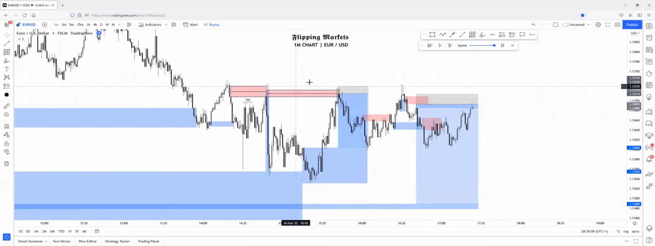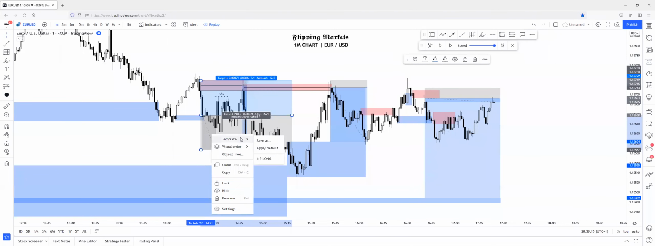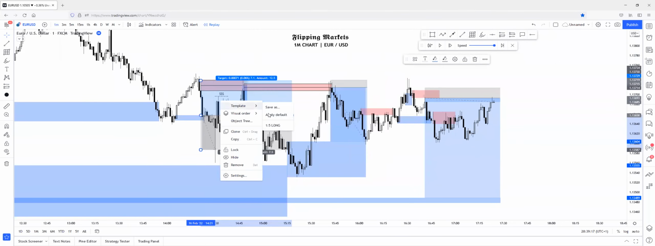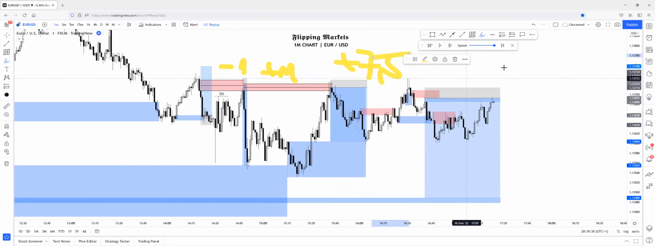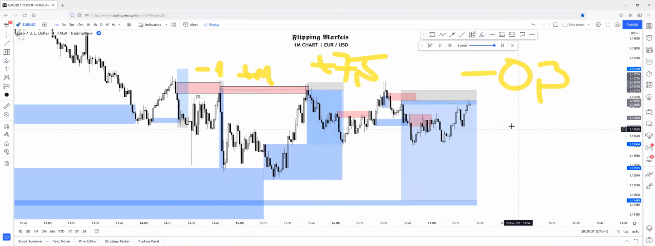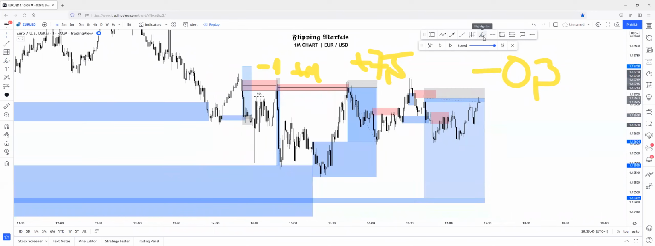Okay, let's see the overall results for this session. This was the first long entry, which has been a loss. So -1 risk reward here. Here was a +11 risk reward. Here was a +7.5 risk reward. Here was a break even, which you can count as a commission trade. So maybe -0.3. So overall, we booked 17 risk reward ratio on this session, executing 4 trades.